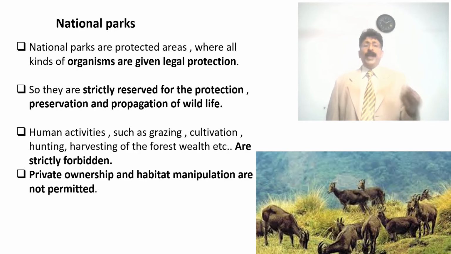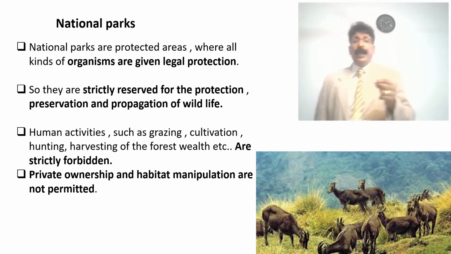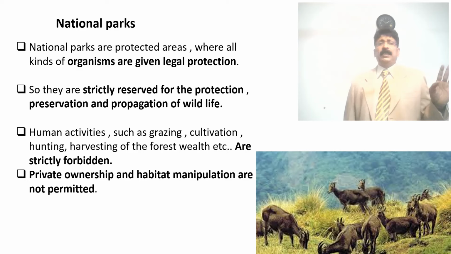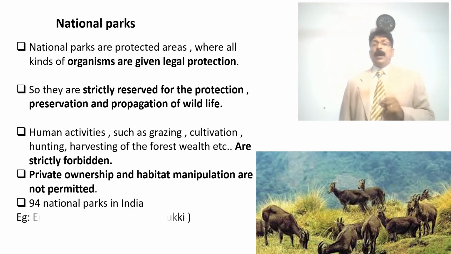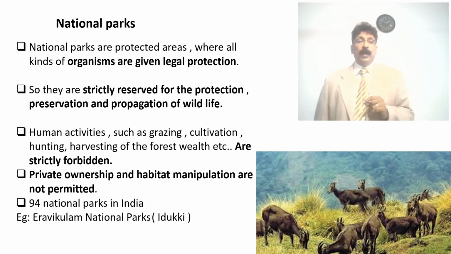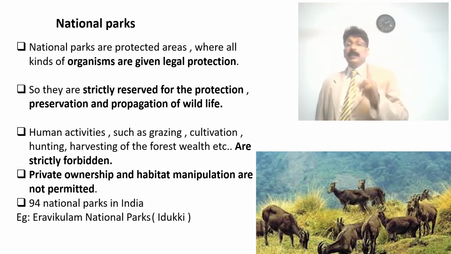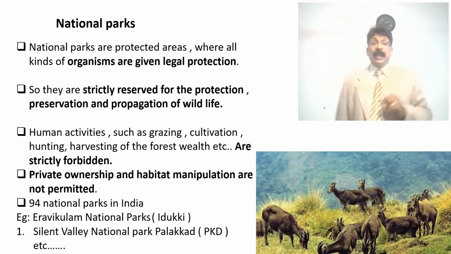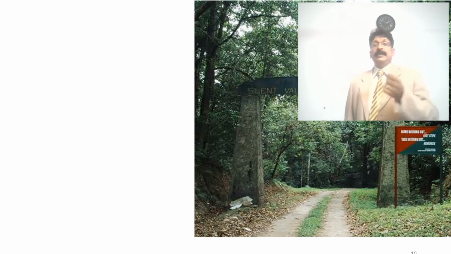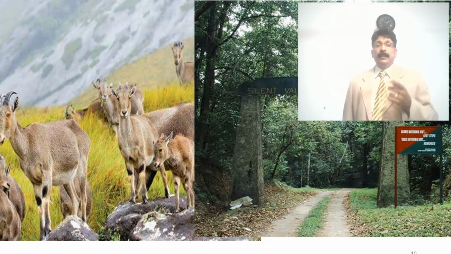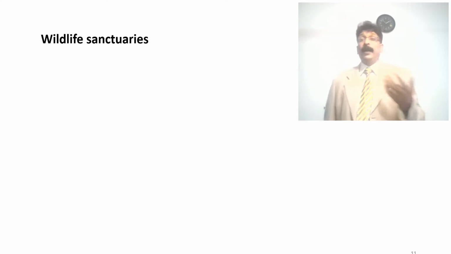Private ownership and habitat manipulation are not permitted in a national park. There are 94 national parks in India. Eravikulam National Park in Idukki, Silent Valley National Park in Palakkad. I have taken the example in our place. This is a Silent Valley, Palakkad picture. These are all our resources in India and in Kerala.